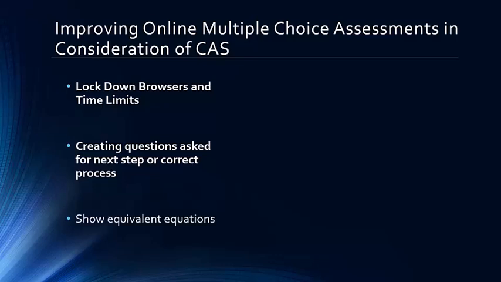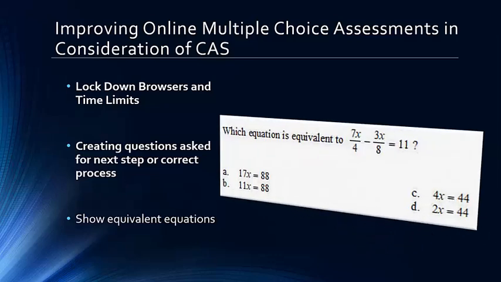Another way to prevent the computer algebraic systems from directly providing a solution to a question is to instead show an equivalent equation. Computer algebraic systems don't always simplify the same way a person might, so it is also helpful to use options where the student must select an equivalent expression.